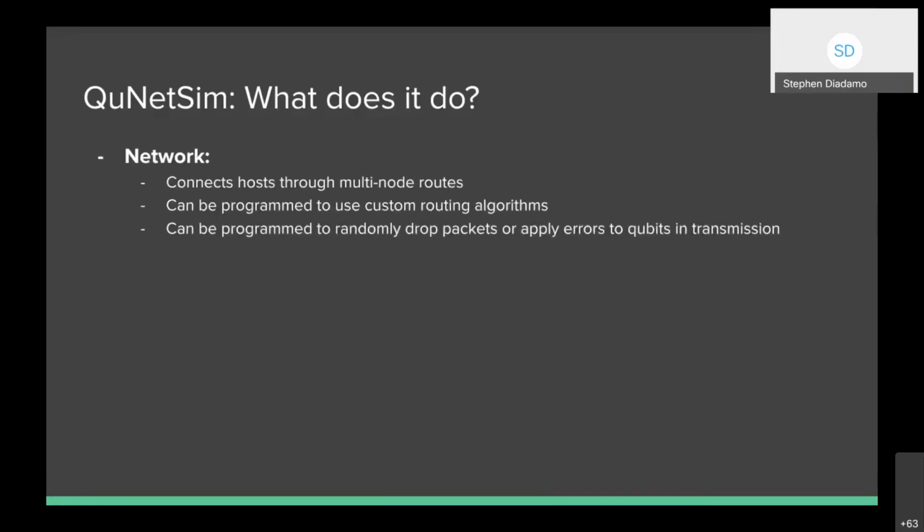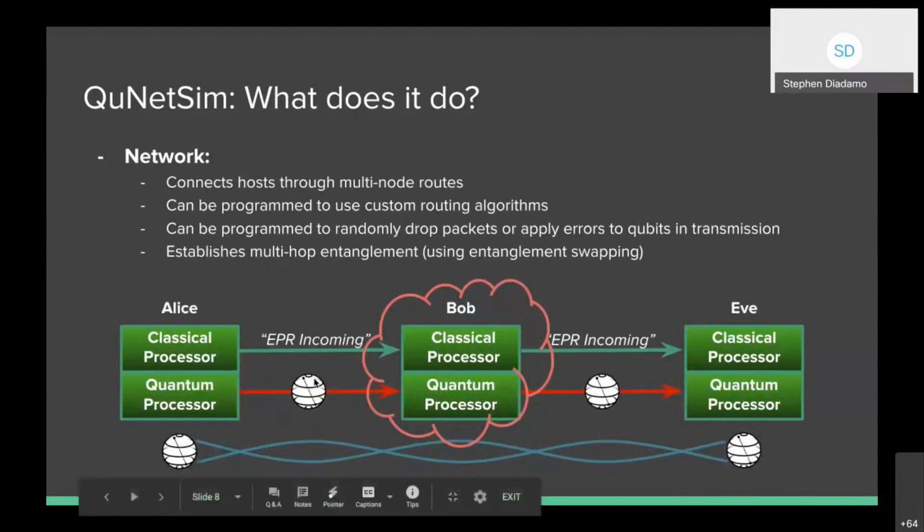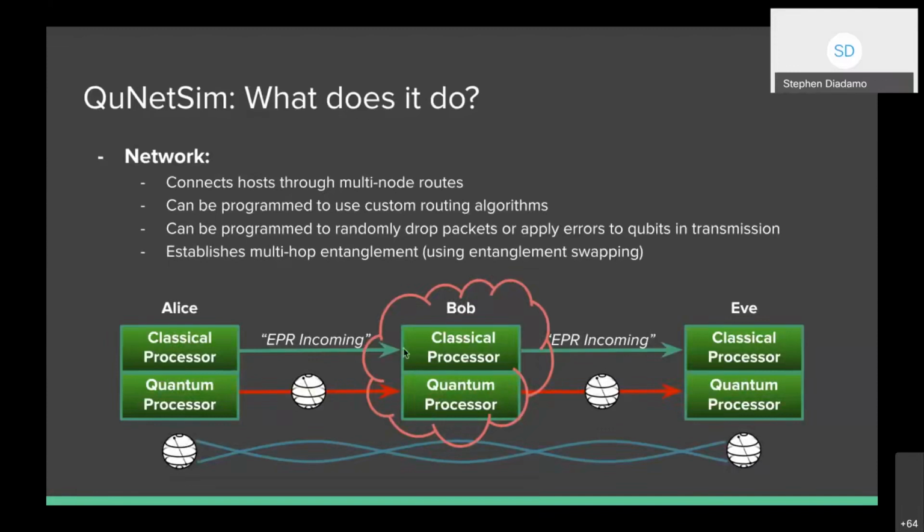And then we can add parameters to the network so that they have noise. They can apply errors to the qubits that are being transmitted, and they can randomly drop packets. Also, when we want to establish entanglement between distant nodes, we should have in place a multi-hop entanglement swapping procedure. So we have this picture where Alice is sending her EPR packet. It gets packetized by the transport layer and goes into the network, where Bob is in between Alice and Eve. Bob relays this packet, and then Eve receives it, and Bob also performs an entanglement swap. And in the end, Alice and Eve are sharing an EPR pair.